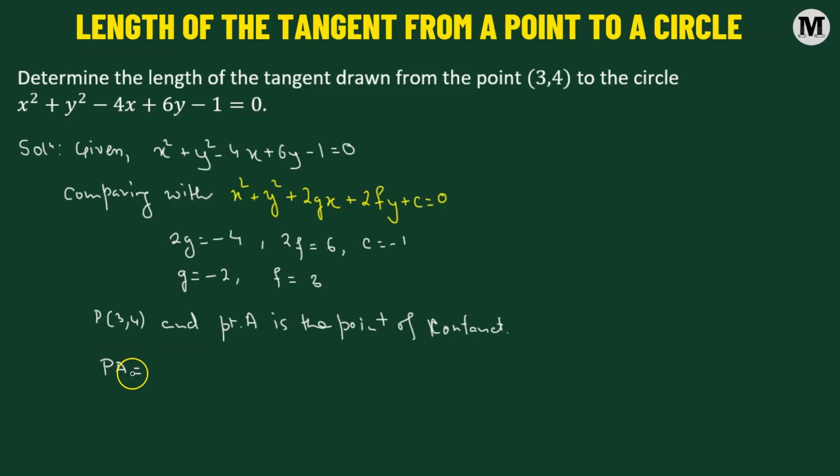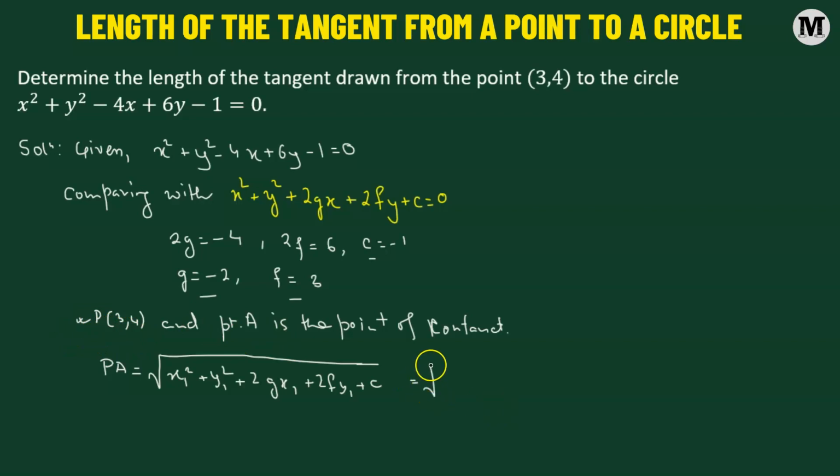The length of the tangent PA is given by the formula: we take the square root of x1 squared plus y1 squared plus 2g x1 plus 2f y1 plus c. So here g, f and c are the values that we obtain from the circle, and x1, y1 correspond to the coordinates of point P.